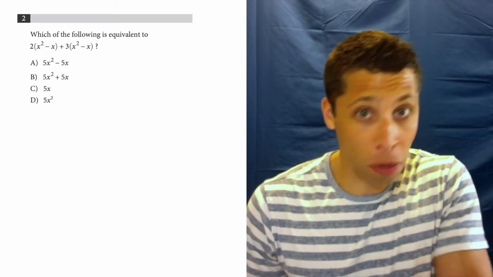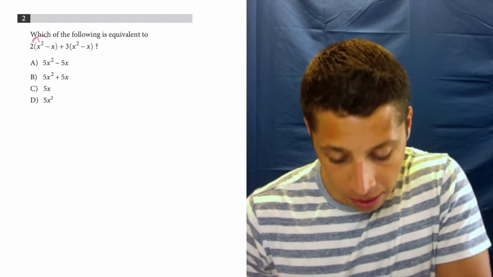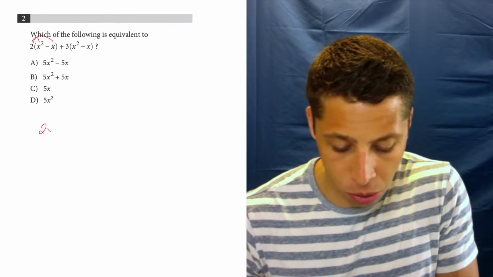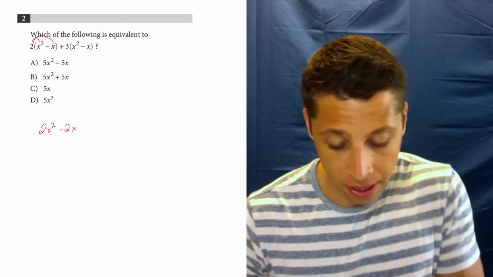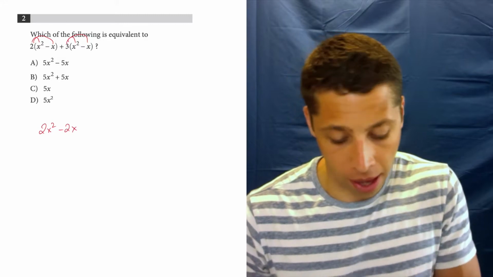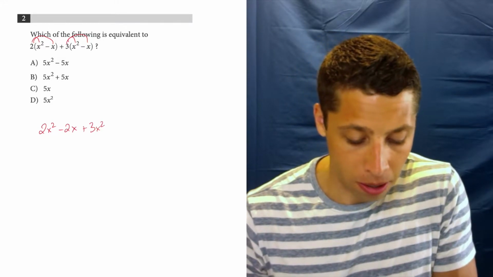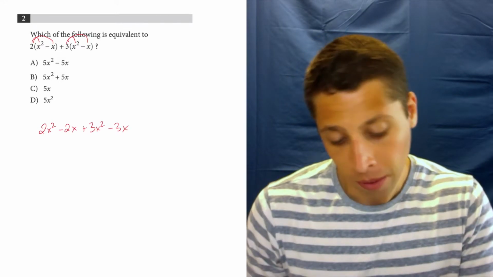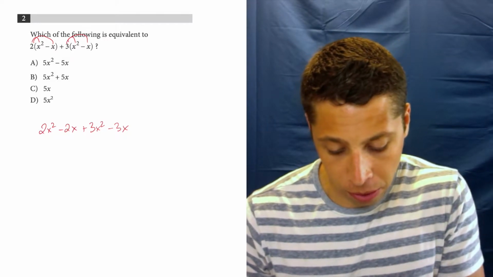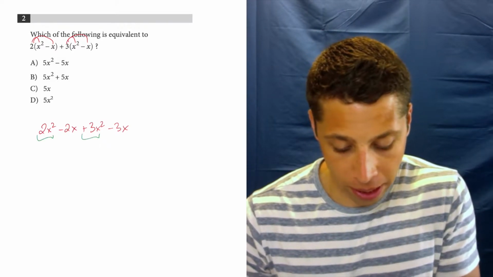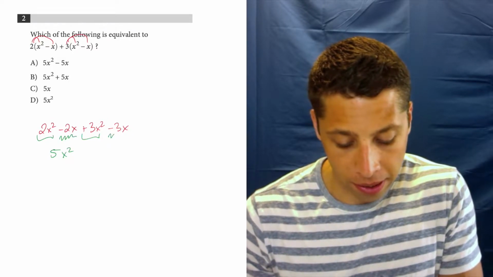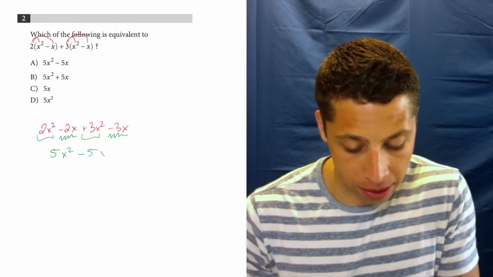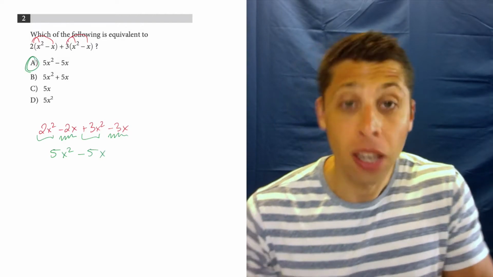So I'm going to draw my little arcs. 2 times x squared is 2x squared. 2 times negative x is negative 2x. Then for the 3's, I do the same thing. Plus 3x squared minus 3x. And then it's just combining like terms, right? So 2x squared plus 3x squared is 5x squared. Negative 2x minus 3x is minus 5x, which is choice A, which is the answer.